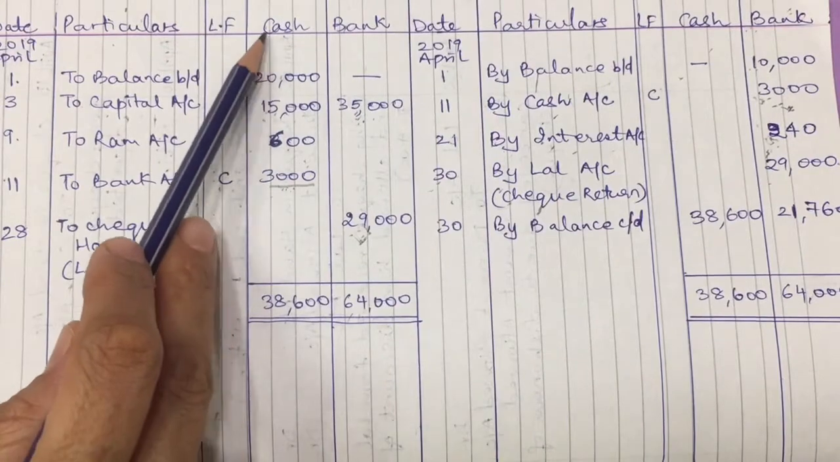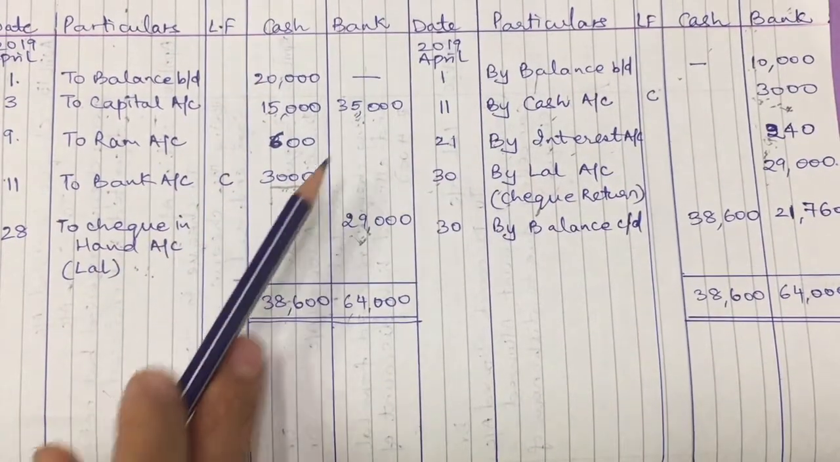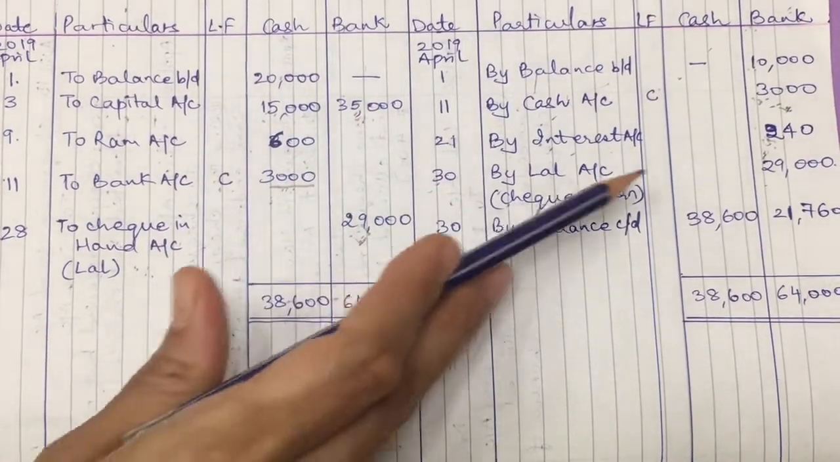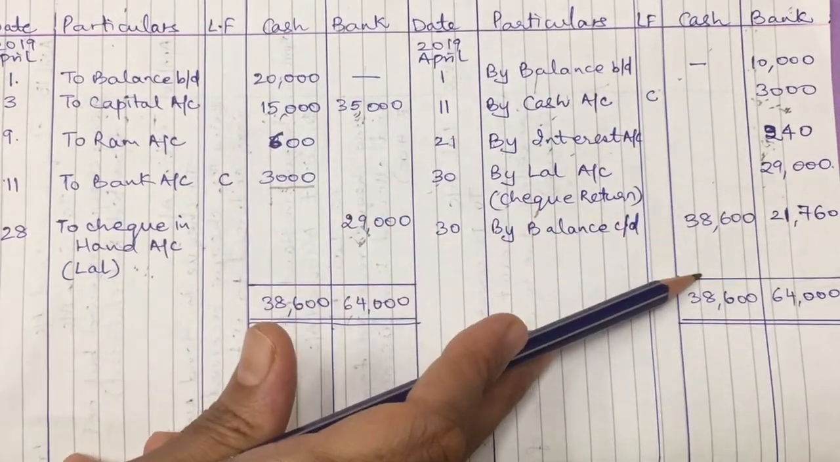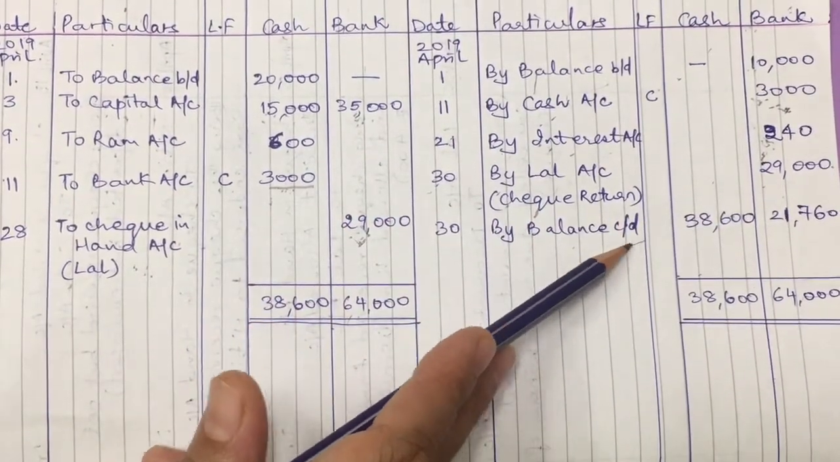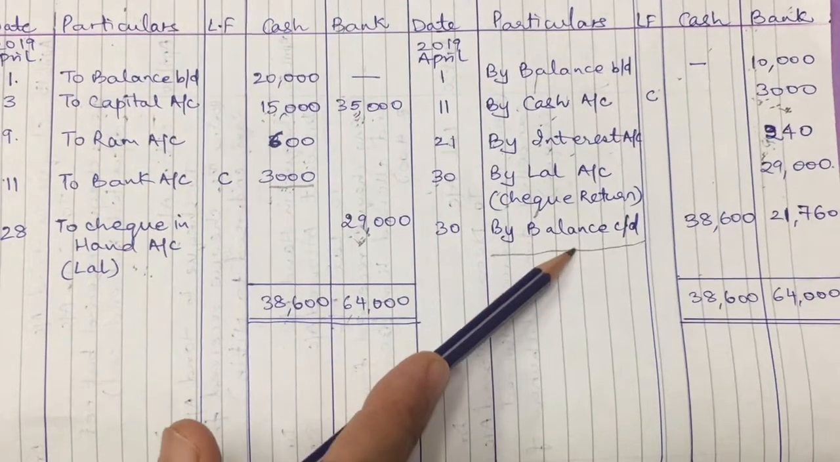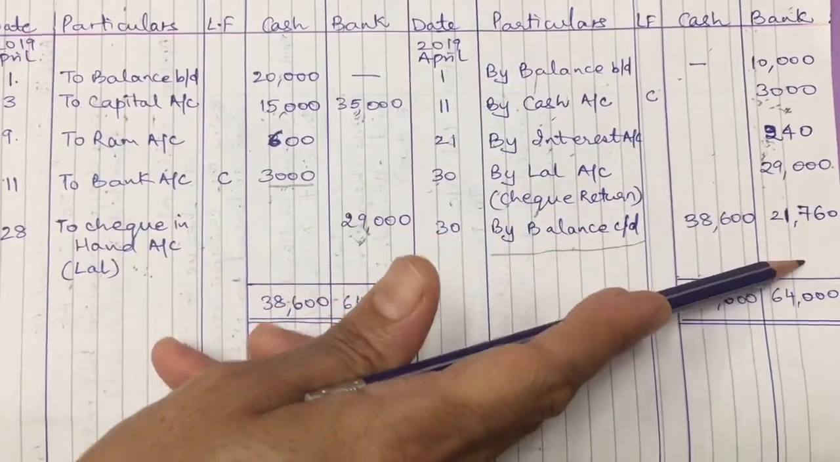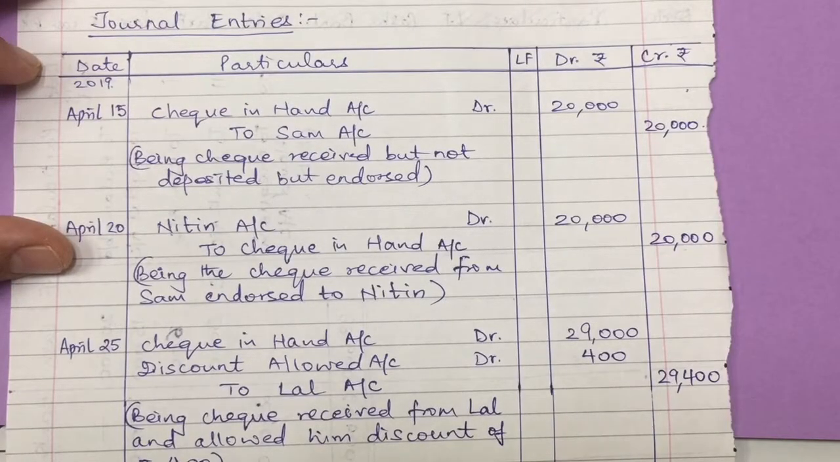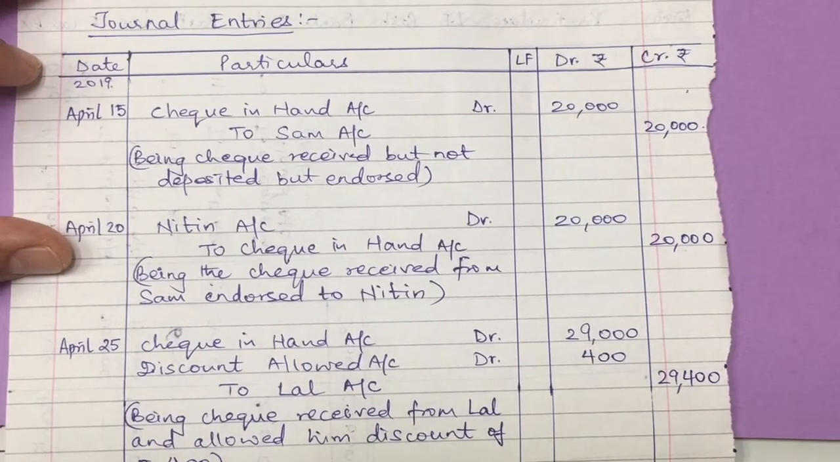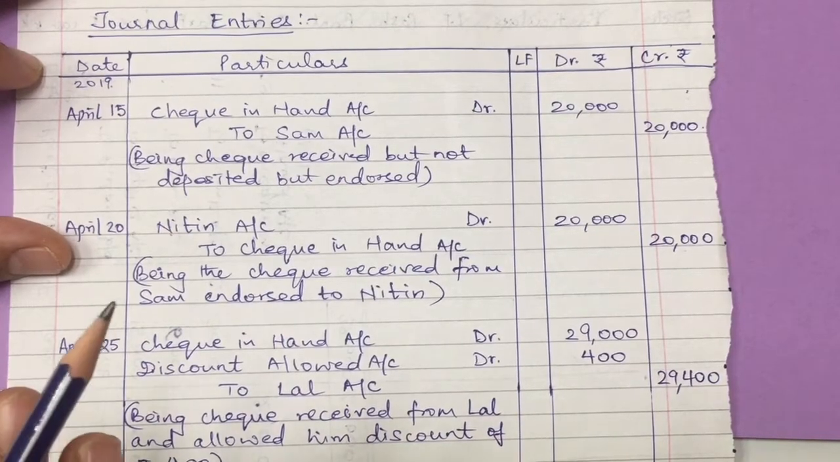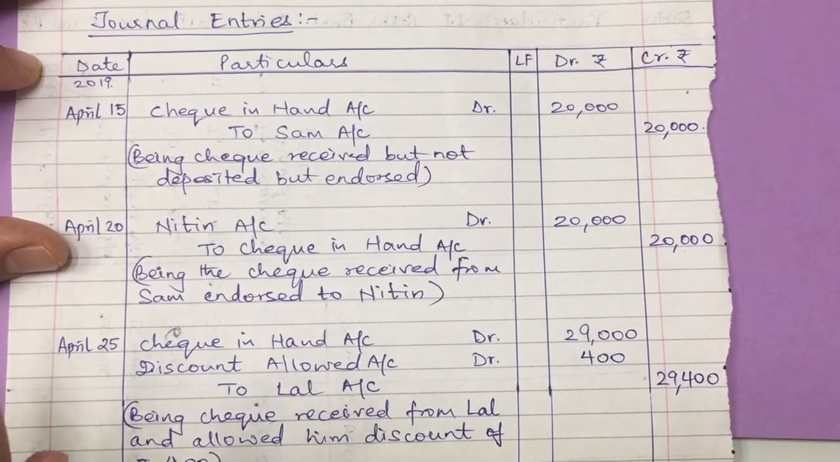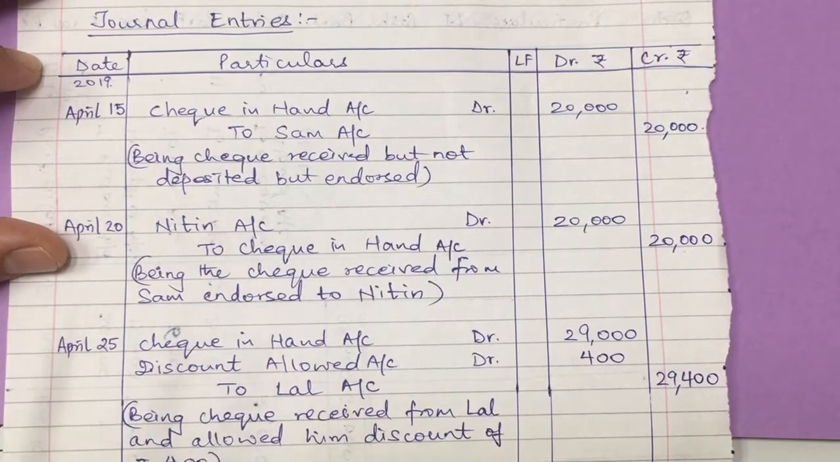Now I will add up the cash column on the debit side, bank column on the debit side, cash column and bank column on the credit side. And this balance carried down will be my balancing figure after deducting this side and this side. On 15 April, it was said that we received a check from Sam and we endorsed it to Nitin on 20th April. Now, bank is not involved, cash is not involved, so nothing to be entered in the cash book. We will quickly make a journal entry of it.